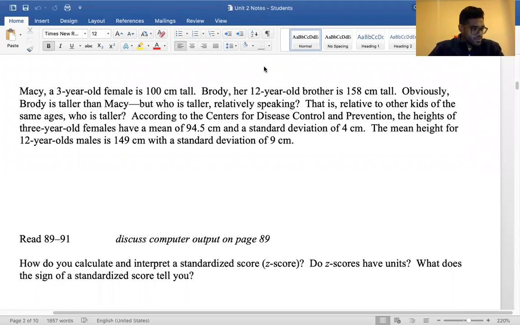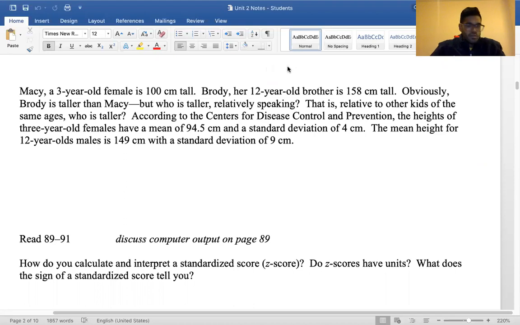So this whole page is going to be about location. And I told you last time that we want to create standardized curves, most famously the bell curve, so we can compare different scores under the same distribution. It's essentially what we're trying to do.